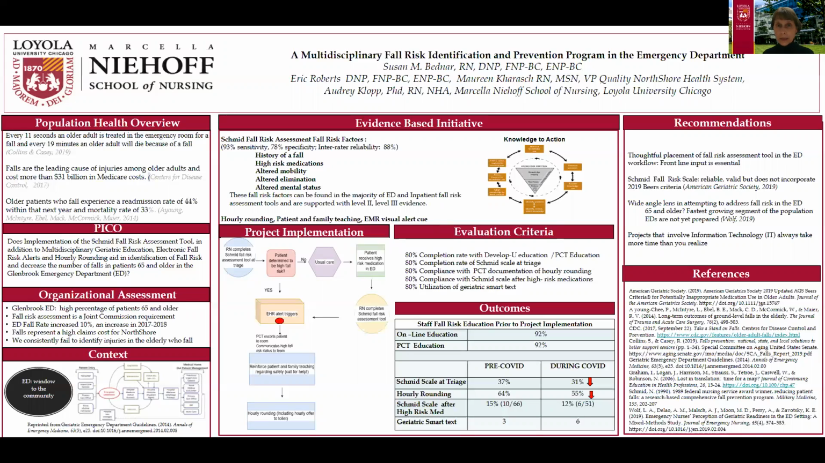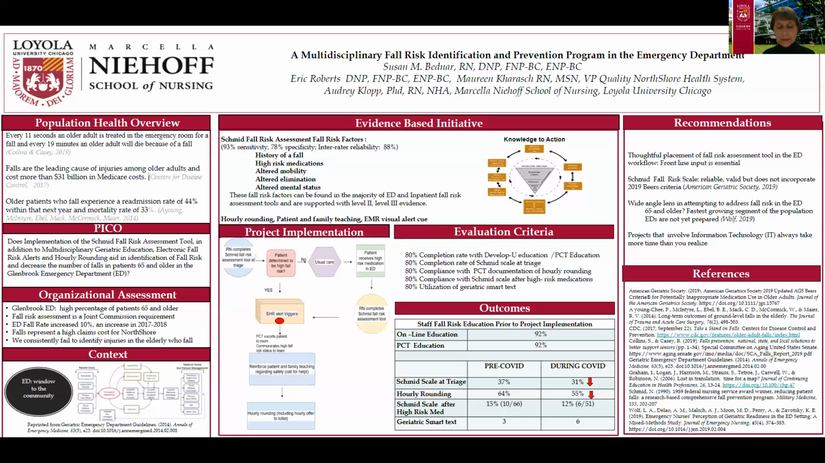So as patients presented to the ED, the Schmidt scale was completed by the RN at triage. If patients were identified as a high fall risk, an alert in the form of a red dot appeared in the EMR. The patient was then escorted to a room by the PCT and hourly rounding began. Later, if a patient received a high-risk medication during their ED course, the nurse was then asked to complete the Schmidt scale at that time as well.